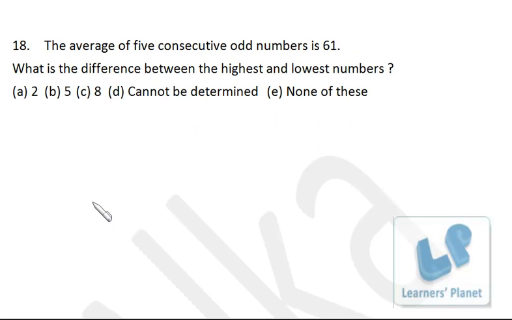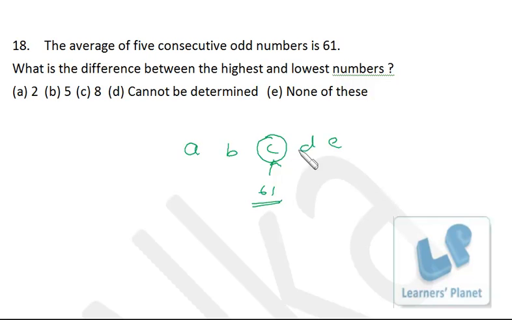The average of 5 consecutive odd numbers is 61. What is the difference between the highest and lowest number? Now again, 5 consecutive odd numbers may be A, B, C, D, E, and this one is 61. Again, because these are 5 consecutive odd numbers, the middle number will be the average. Okay, so this is 61.